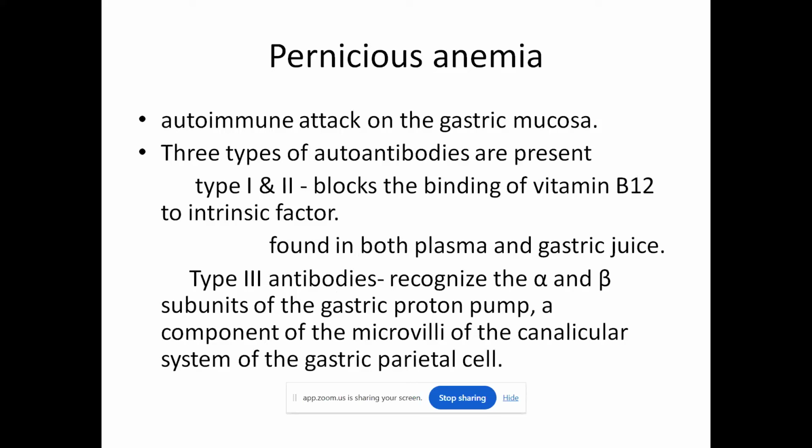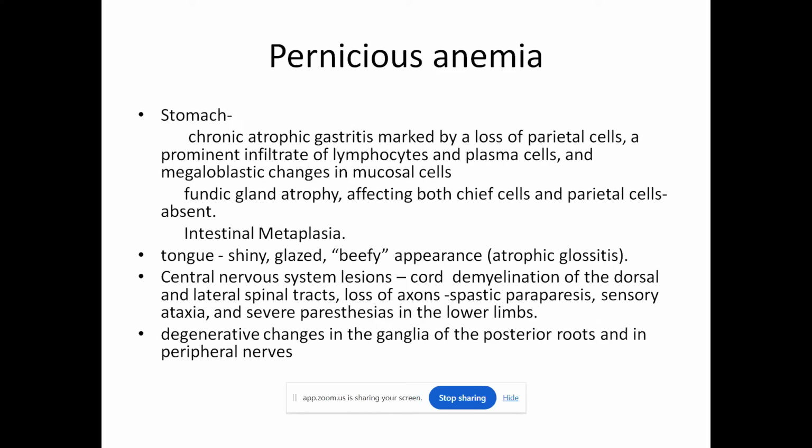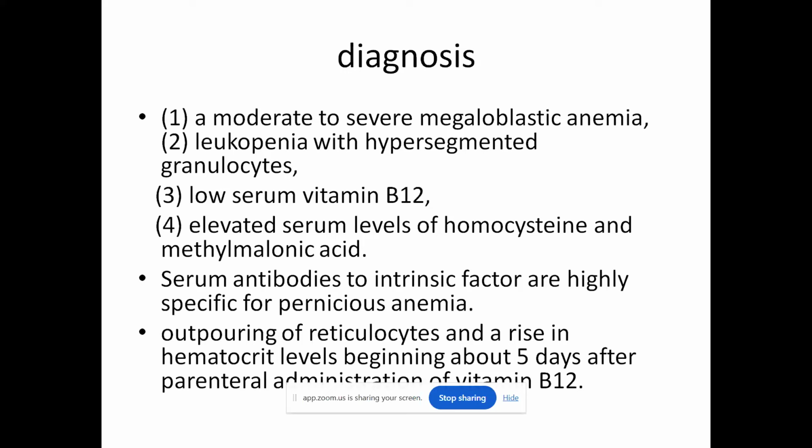One special type of this is pernicious anemia in vitamin B12 deficiency. This is due to the autoimmune attack on the gastric mucosa. So there will be atrophic gastritis. So due to the atrophic gastritis, intrinsic factor will not be produced. So due to the lack of intrinsic factor, vitamin B12 absorption will be affected here. So these patients will be having a beefy tongue appearance, atrophic gastritis, and central nervous system symptoms. All these will be manifestations in pernicious anemia.